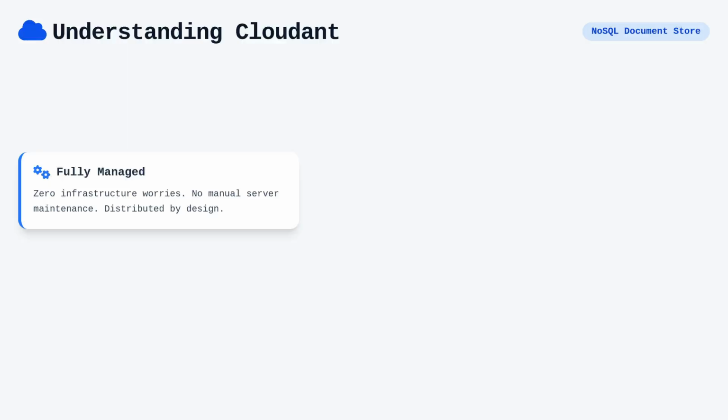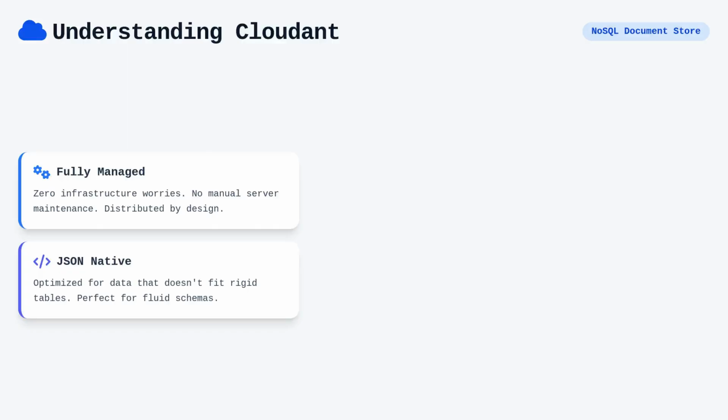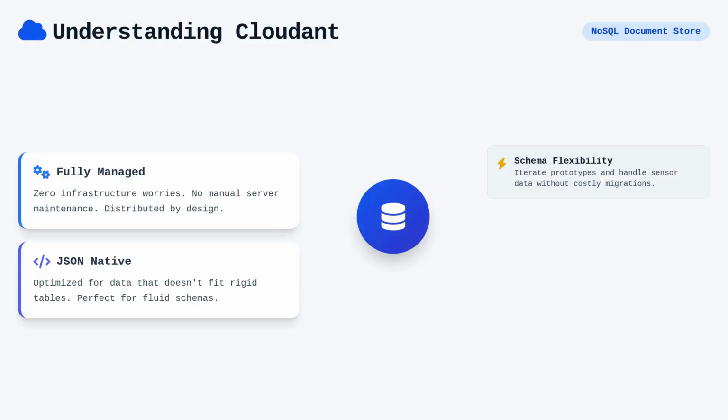Because it is natively engineered as a JSON store, it excels when your application data does not fit into the rigid, tabular structure of a traditional relational database. If your schema changes frequently, for example, when you are iterating on a product prototype or dealing with heterogeneous sensor data, Cloudant allows you to store those documents without performing costly table migrations. This flexibility is complemented by its ability to handle heavy transactional workloads, making it a common choice for enterprise applications that need high availability and low latency at the same time.